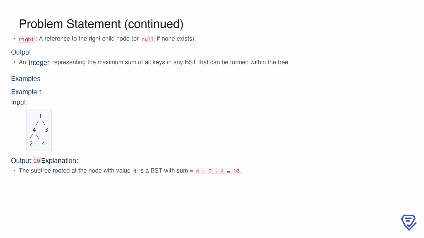Imagine a binary tree with the root node having a value of 1. The root has two child nodes, 4 and 3, and the left child of 4 has further children, 2 and 4. In this case, the subtree rooted at the node with value 4 is a valid BST, with a sum of 4 plus 2 plus another 4, which equals 10. This example illustrates how subtrees can be considered individually to calculate their sums if they satisfy the BST property.